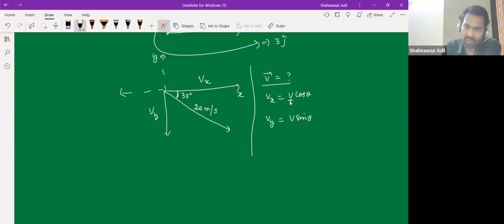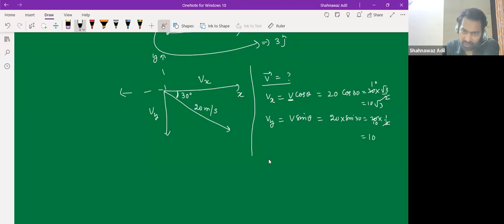What is magnitude of v? This is 20 meter per second, right? So 20, and then cos of 30. So 20 cos 30 is root 3 by 2, so this is 10 root 3, right? And v sin theta: v is 20 and sine of 30 is half, so this is 10.